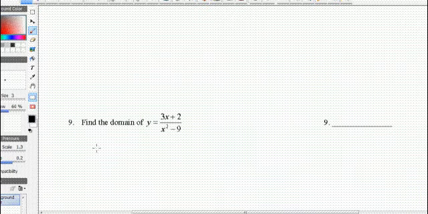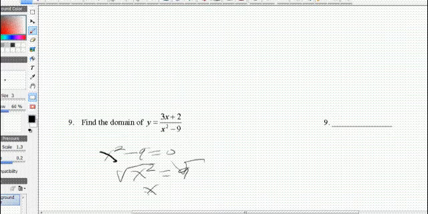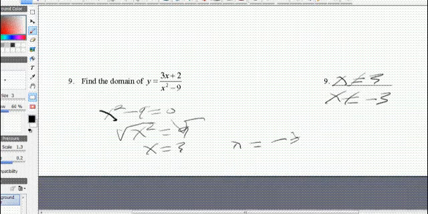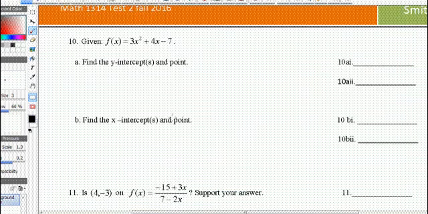It says find your domain. Domain says set the junk on the bottom equal to 0. That gives me x squared equals 9. Take the square root, x equals 3, x equals minus 3. So my domain is all x except x equals 3 and x equals minus 3. Once again, crucial. Find the y-intercept. Simple, x equals 0. The answer should be minus 7. Y-intercept point, 0, minus 7.